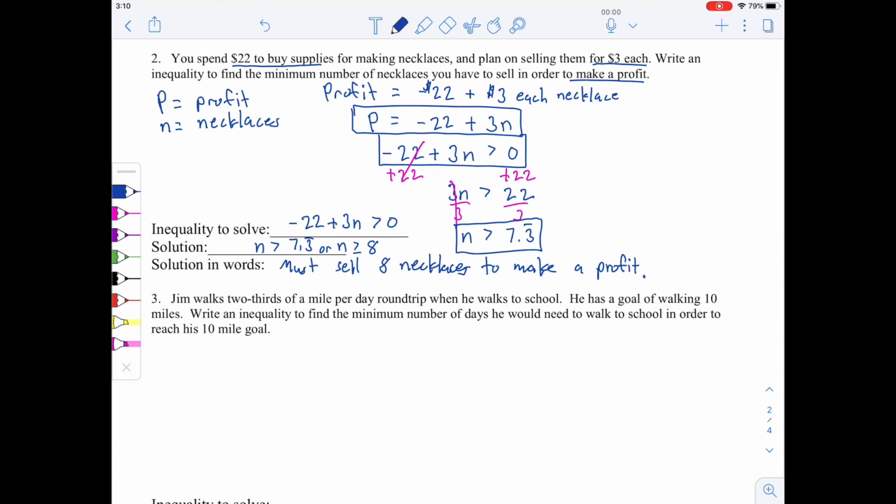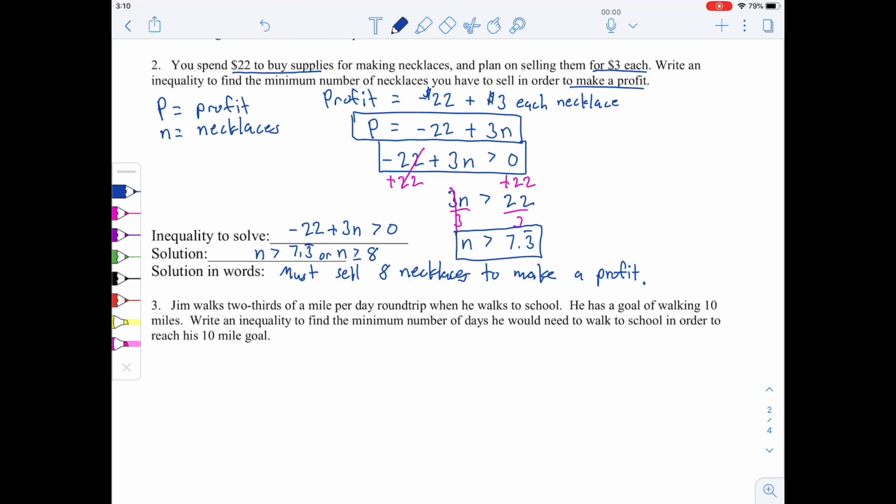And that's all there is to it, right? Set up your equation, set up the inequality, right? Equation, inequality, solve it, write out the answer. That's all it is.